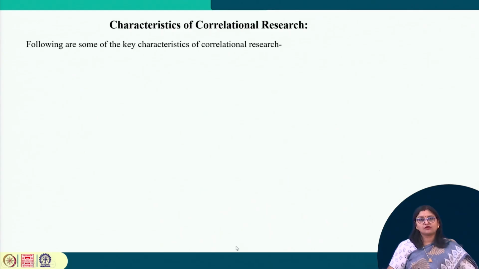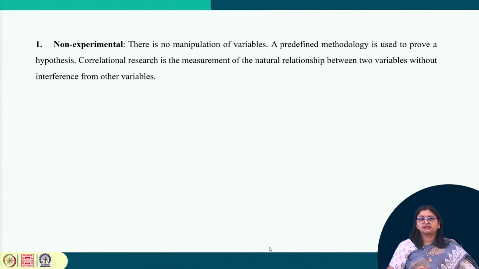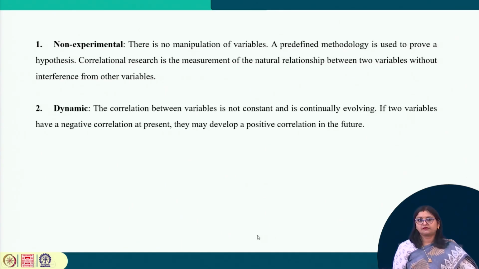Now, the characteristics of correlational research. Following are some characteristics I have tried to visualize: non-experimental, dynamic and backward looking. These are three characteristics of correlational research. Let us go one by one. In non-experimental correlational research, there is no manipulation of variables, and a predefined methodology is used to prove a hypothesis. Correlational research is the measurement of the natural relationship between two variables without interference from other variables.